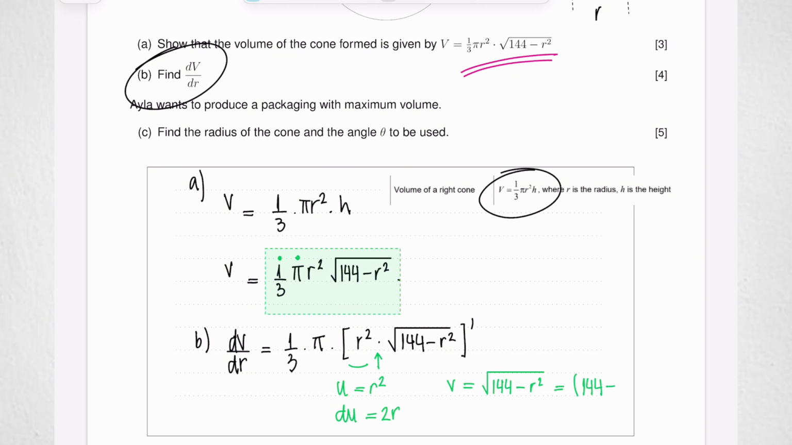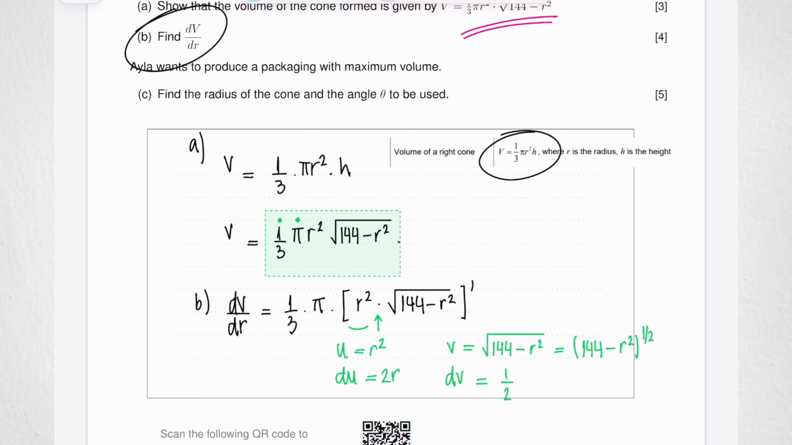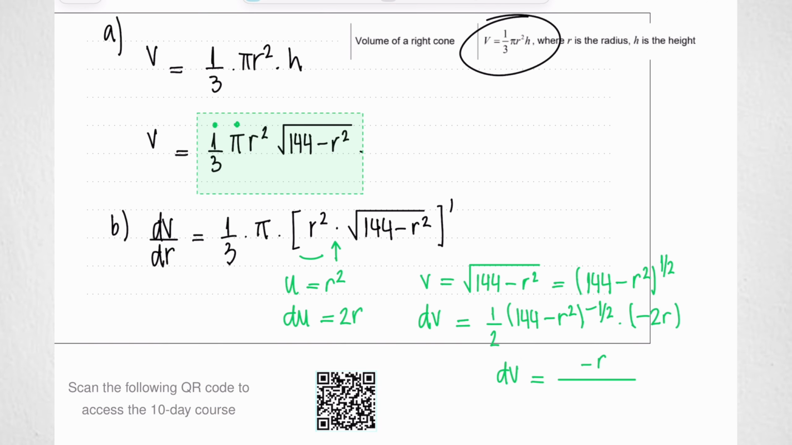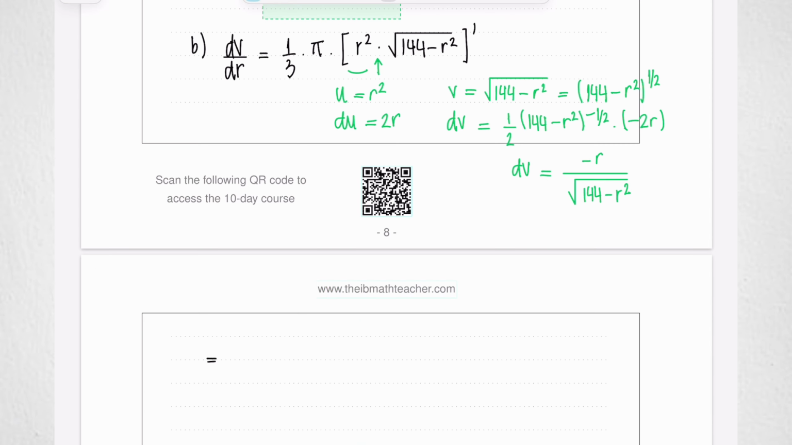By using the chain rule, we have the derivative of this root, so 1/2, 144 minus r squared to the negative half, times the derivative of 144 minus r squared, which is negative 2r. Therefore, dv is equal to negative r over the square root of 144 minus r squared. The minus makes us drop the root to the denominator, and 1/2 means root. So that's why we have this as dv. So continuing, we have 1/3 times pi, u times dv plus du times v.